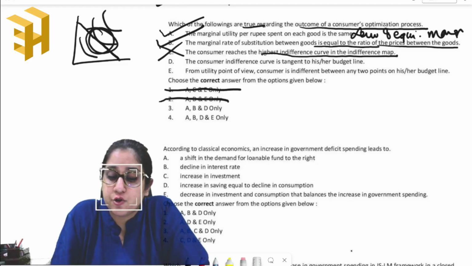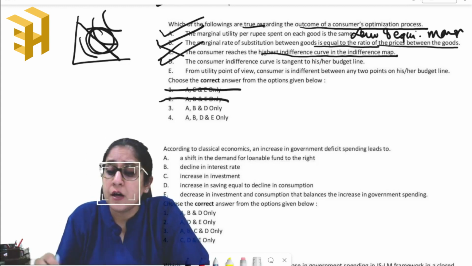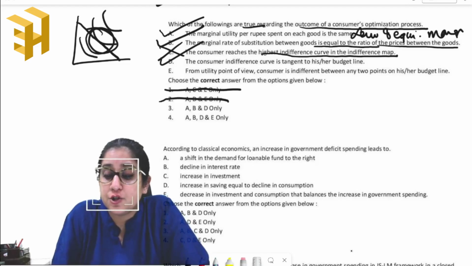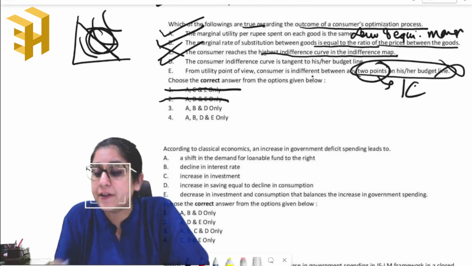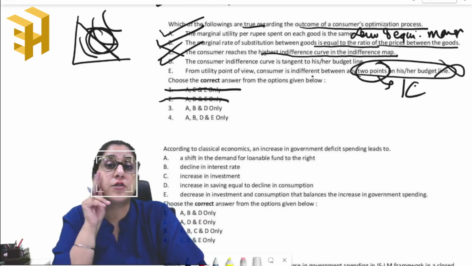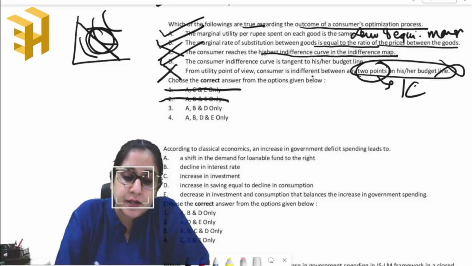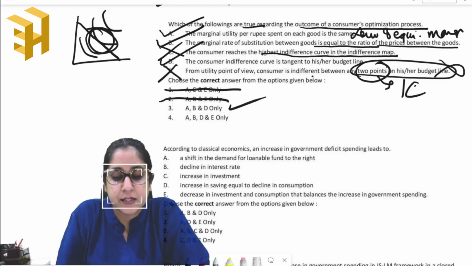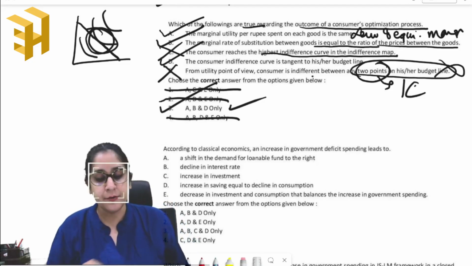Then, the consumer's indifference curve is tangent to his or her budget line. Yes, this statement is true. From the utility point of view, the consumer is indifferent between any 2 points on the budget line? No, rather any 2 points on the indifference curve. The consumer is indifferent between 2 points on the indifference curve and not on the budget line. So this statement is false. So 3 is the right answer in this case, right?